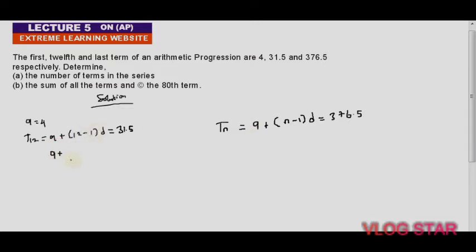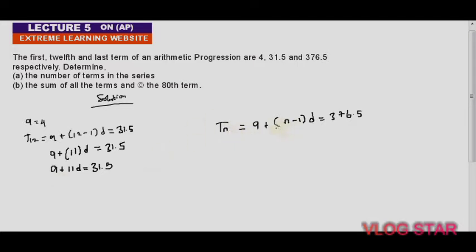We have A plus, for our 12th term, 12 minus 1 is 11, multiplied by D, is equal to 31.5. So this is A plus 11D equal to 31.5. But then we left something behind. Remember, we're given that A is already 4, so let's work with A now.